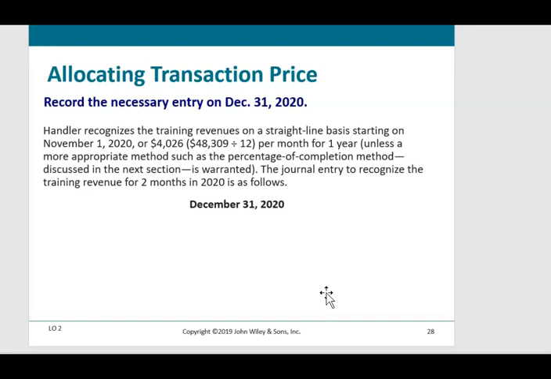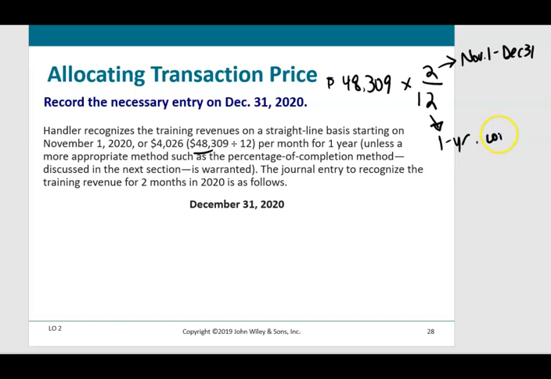Now it's year end, December 31st, and we need to record 2 months worth of training. We were told that the training services were going to be provided evenly across the 12-month period. We set up the equipment with the installation on November 1st. It's now December 31st. So we take the training amount, 48,309, divided by 12 months, or we can look at this as multiplying by the 2 out of the 12 months that have passed, where the 2 months are November 1st through December 31st. And we're using 12 months as the denominator because it's a 1-year training contract. So that works out to be $4,026 per month that Handler is going to record as revenue for providing the training services.